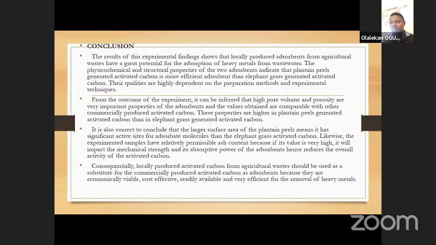Then lastly, we concluded that locally produced activated carbon from agricultural waste should be used as a substitute for the commercially produced activated carbon as absorbents because they are, one, economically viable, two, cost effective, three, readily available, and four, very efficient for the removal of heavy metal. Thank you for listening.